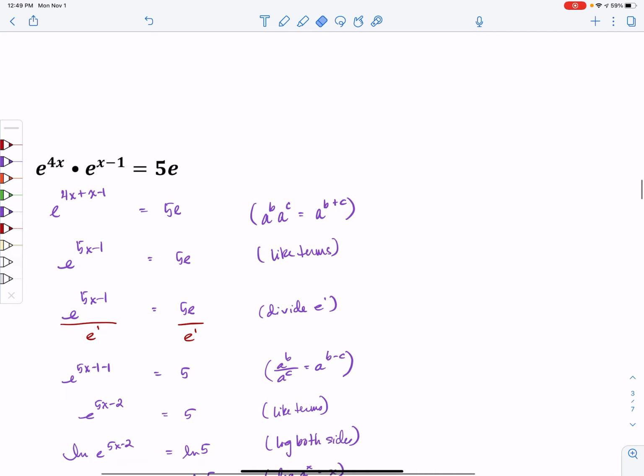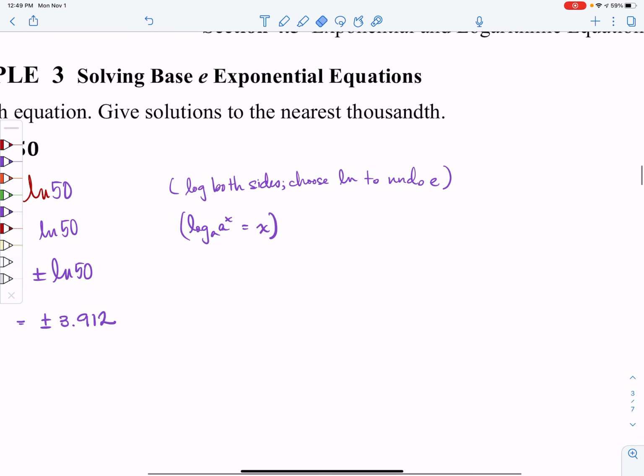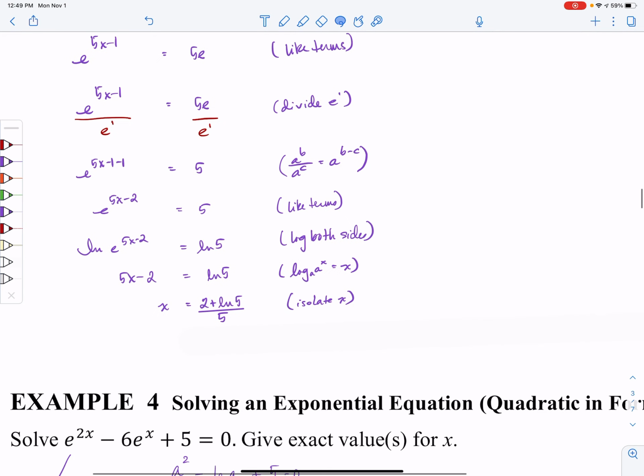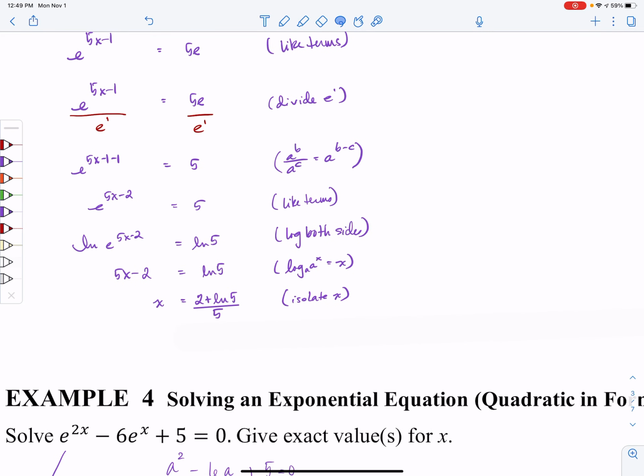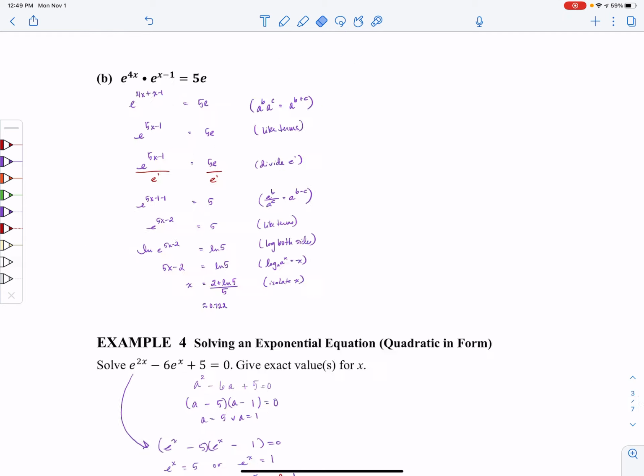Let's go back and look at the directions. We were asked to give our solution to the nearest thousandth. And so this is a good exact solution, but I wasn't asked for an exact solution. I was asked for an approximation. So we'll throw it into the calculator and you'll get 0.722. Like I said, this is a really short video.